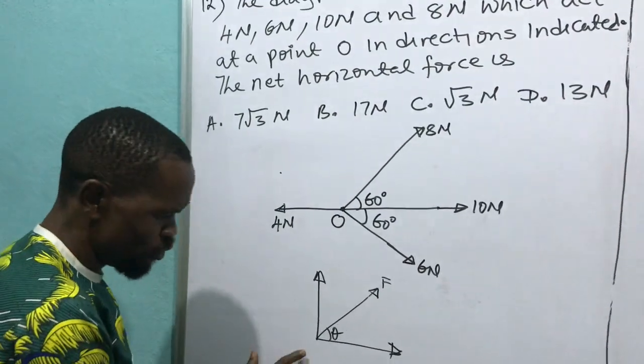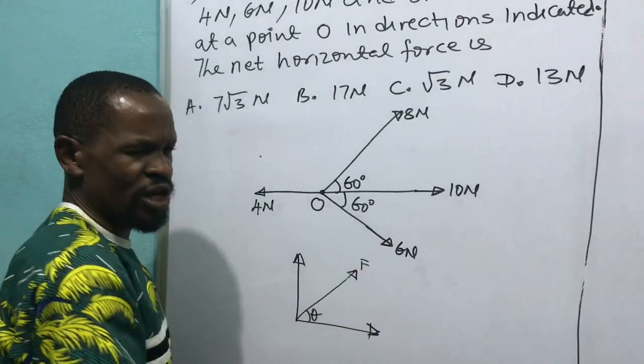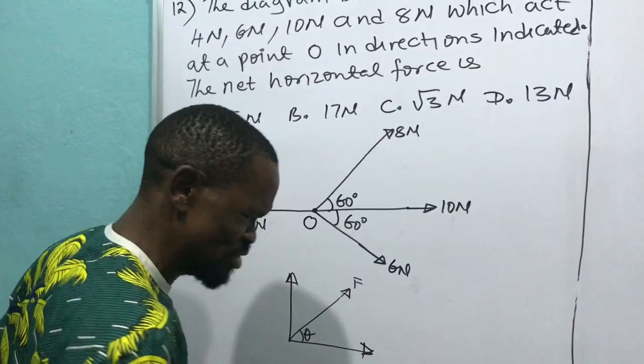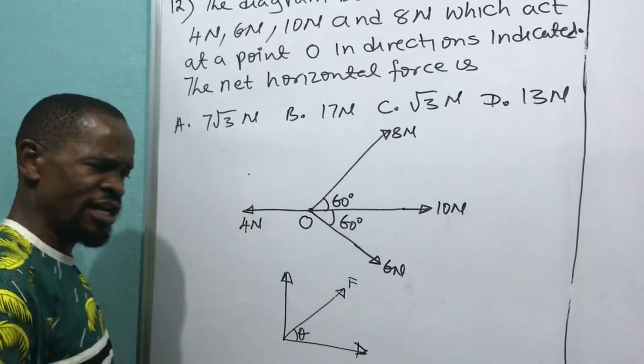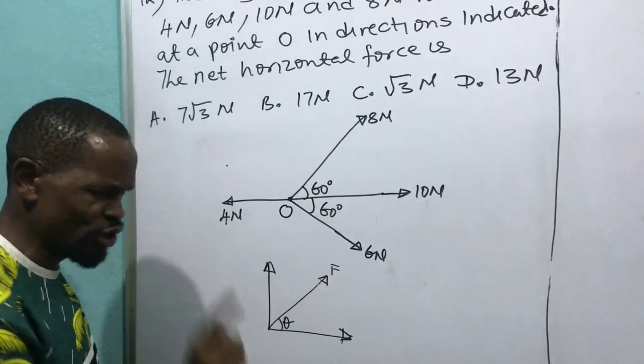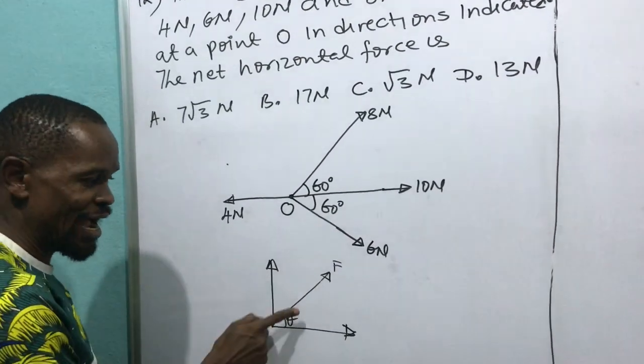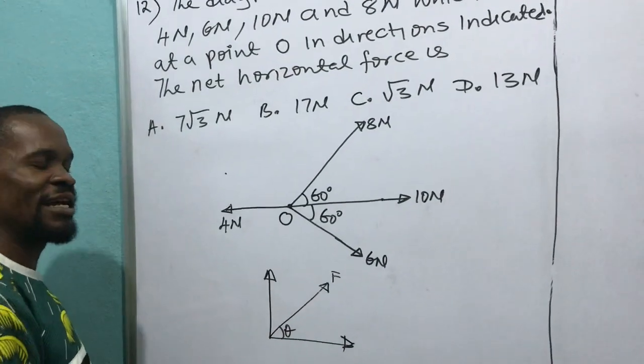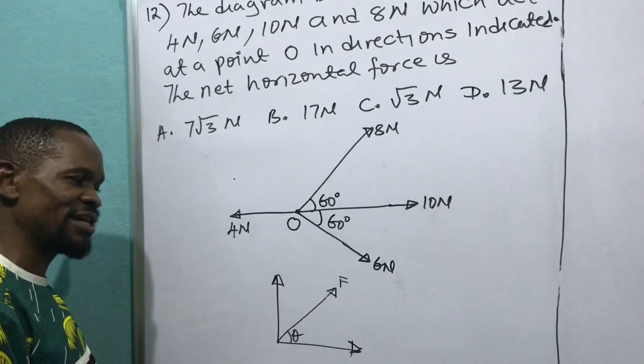But when a force is inclined at an angle, it's no more a real force. It's not the whole force that's being used to do that action. Therefore, it's not a real force. For me to get the real force of that force, I have to resolve it horizontally and vertically.